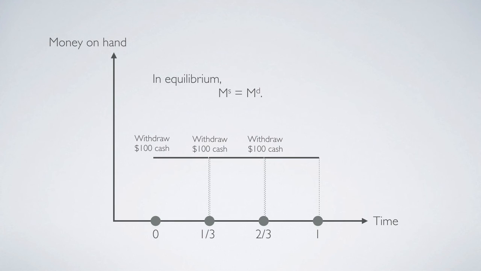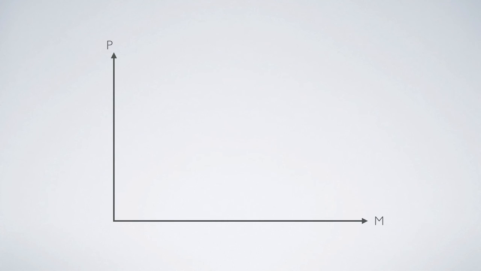And this MD can be decomposed into two parts. One is the price level, P. The other is the number of baskets in each transaction, L. L is also called real money demand. Now we want to draw the money demand line on this panel. The vertical axis is price level P, and the horizontal axis is the money.